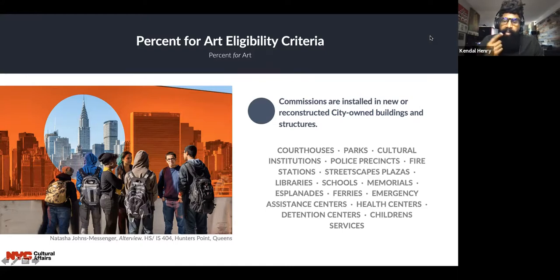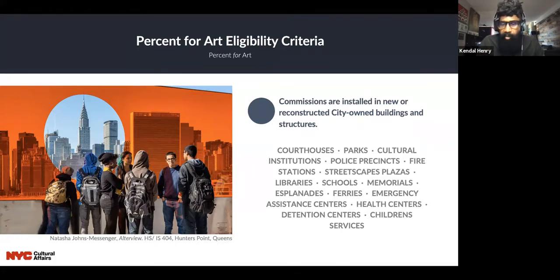So, when we think about percent for art in public spaces, we think about the typical parks and schools and libraries, but we don't think about spaces like detention centers or police stations and precincts and other spaces that may not have a public access component, like a sewage treatment plant, for example, or a salt shed. So all of these are eligible for public art, and we use the opportunity to engage a public within those spaces. As you can imagine, some of these spaces are quite contentious.